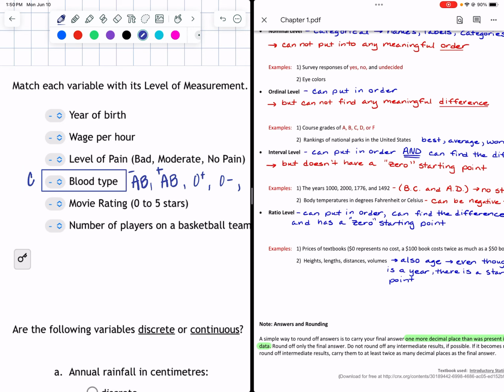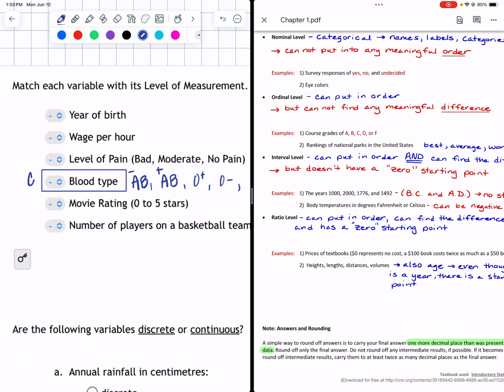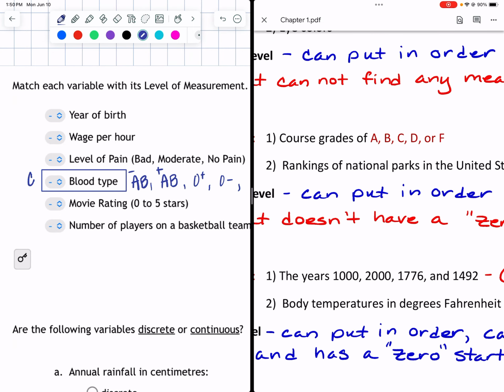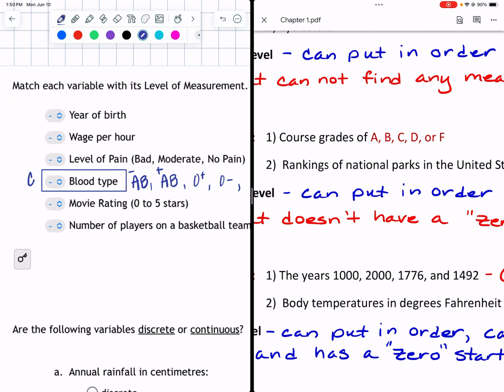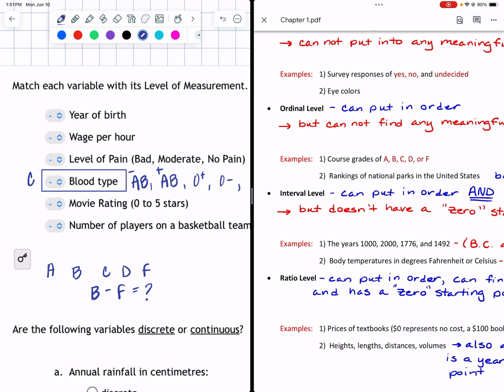The next one is the ordinal level. These are things that you can put in order, but if you subtract 2 of the values in the list, it means absolutely nothing. One of the examples is course grades. Yes, we can put them in order of A is the highest, and then B, and then C, and then D, and then F as the lowest. So we can put them from highest to lowest. But if I try to do B minus F, that has no meaning. So that's what we're looking for at the ordinal level.